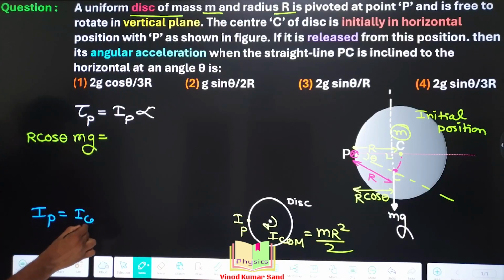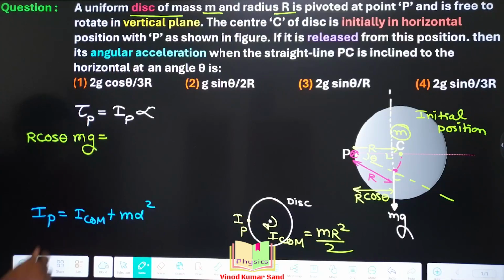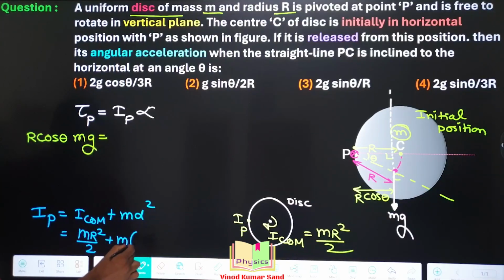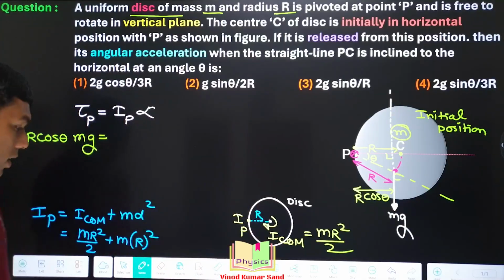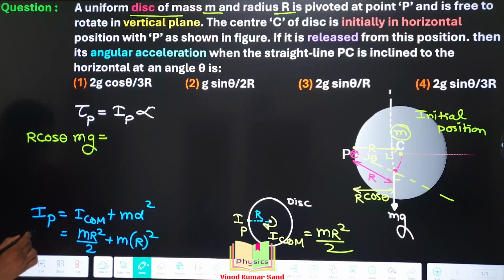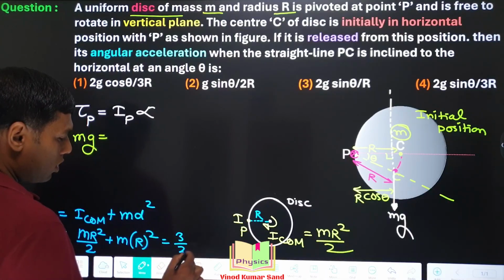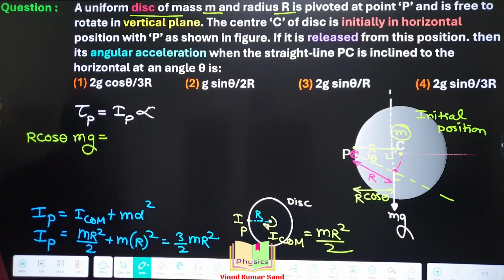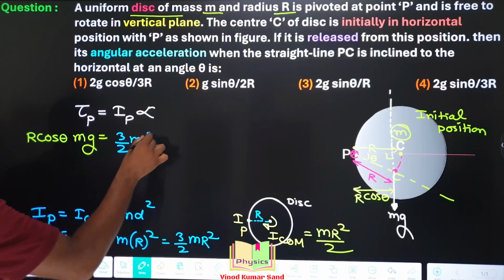I_P is equal to I center of mass plus m times distance squared. I center of mass is mR squared by 2 plus m times the perpendicular distance between these two parallel axes, which is R. So mR squared by 2 plus mR squared. This is the moment of inertia, which is 3 by 2 mR squared. It means here I_P becomes 3 by 2 mR squared.